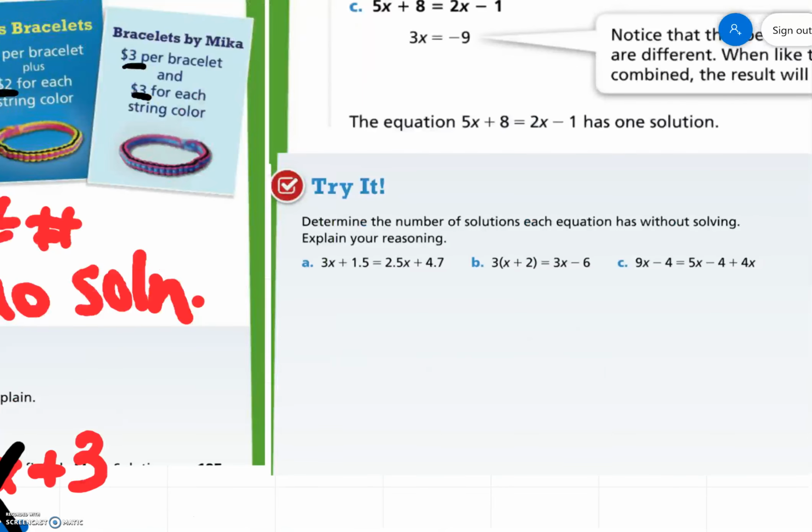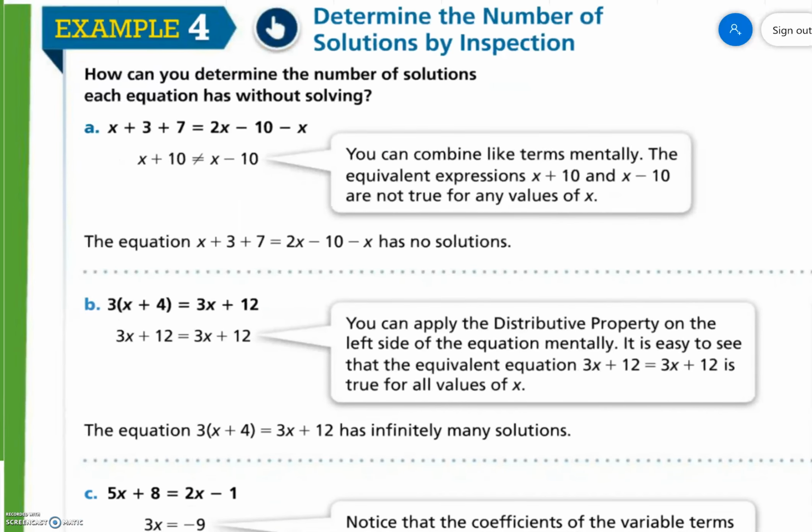On the next page, example number 4. Determine the number of solutions by inspection, meaning we're not going to solve, we're just going to look at it. So how can you determine the number of solutions each equation has without solving? On the left-hand side, we're going to combine like terms. So I can combine the 3 and the 7, so I get x plus 10. Combine like terms on the right-hand side, 2x minus x gives me x. Well, if I look at this, x plus 10 and x minus 10, the x's are the same, but 10 is positive and 10 is negative. So since they're not the same, there's no solution.